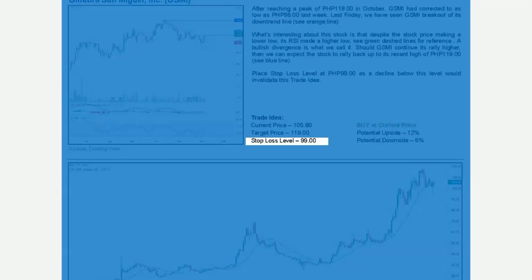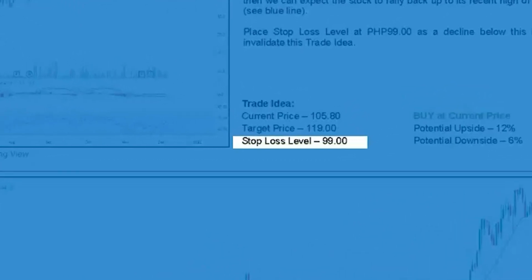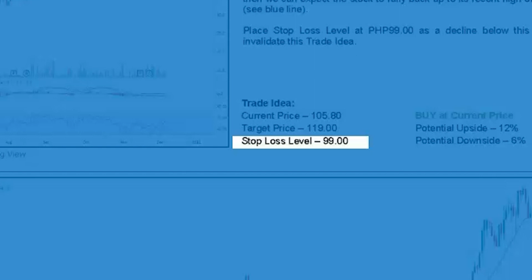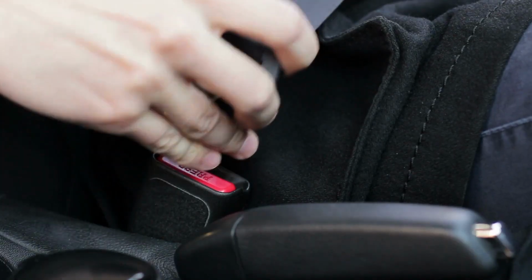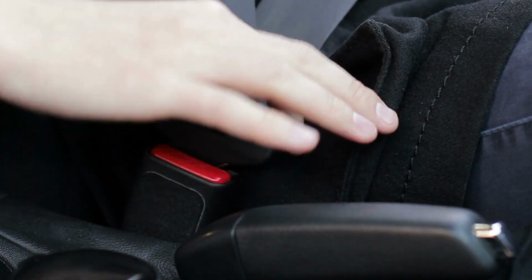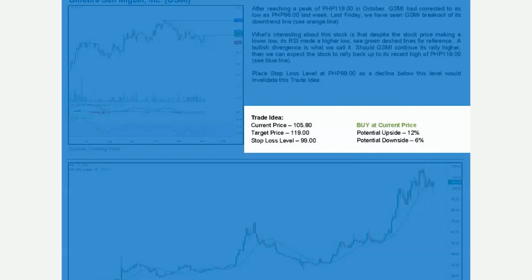So if GSMI's price drops below its stop loss level of 99 pesos, you'll have to sell your position for a 6% potential downside. And remember that the goal of the stop loss is to lessen the impact of the loss to your overall portfolio. Now, if this wasn't a new trade idea, and let's say it was an update to a current trade idea, you'll likely see it say trailing stop here instead of stop loss level.